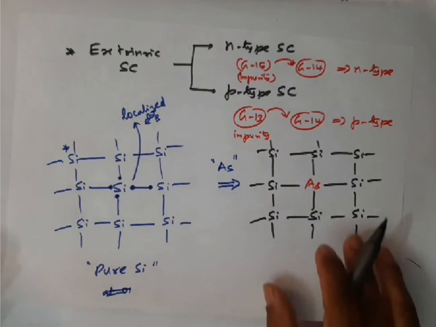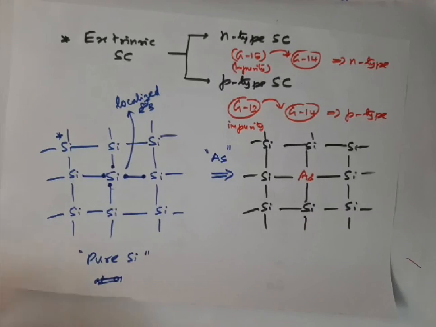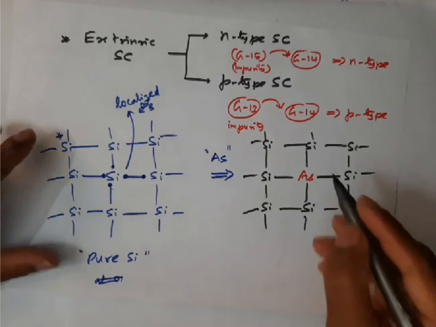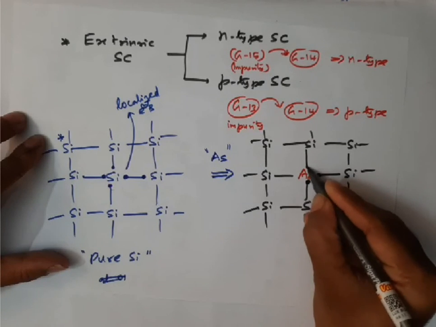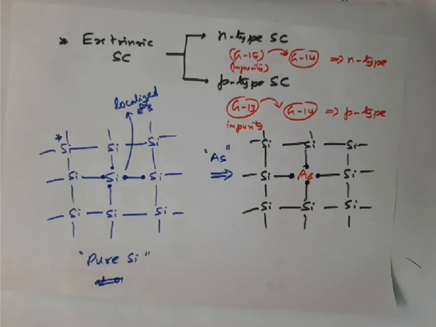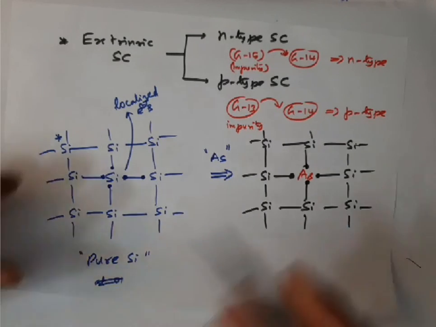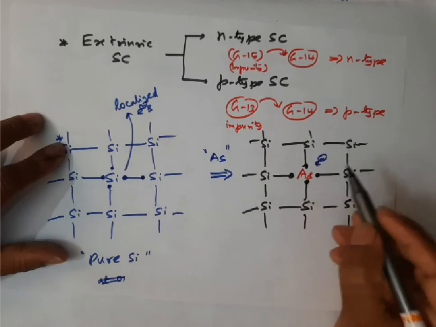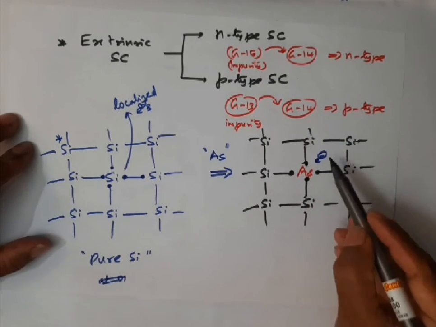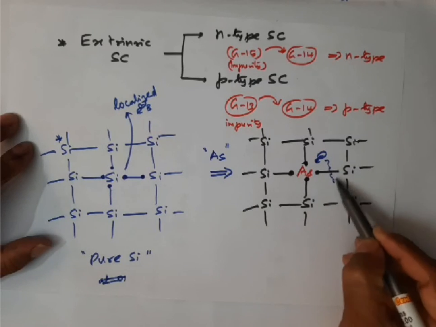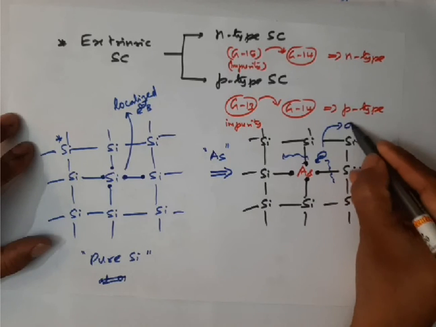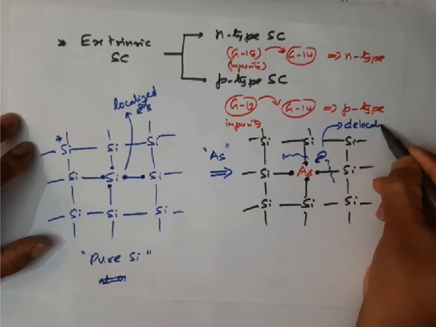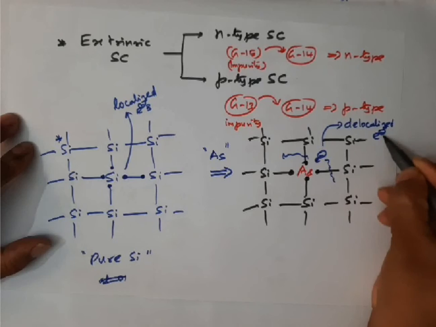But listen, arsenic has 5 valence electrons. Out of the 5 electrons, only 4 are involved in bonding: 1, 2, 3, 4. What about the 5th electron? The 5th electron remains free. The 5th electron of arsenic remains free, and this electron can move freely throughout the crystal. We call this electron a delocalized electron.